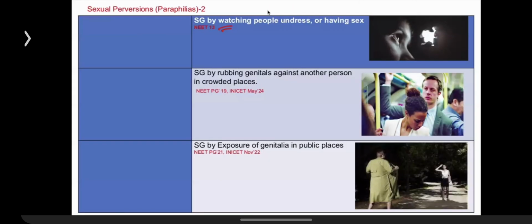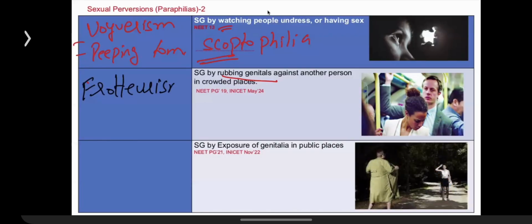V for watching. Watching people is voyeurism. V for watching, V for voyeurism. Also called peeping Tom. Also called scoptophilia. Scop means to see: endoscopy, colonoscopy. Rubbing genitals in crowded places is frotteurism. So double T together, that is crowded places. Exposure, E for exposure, E for exhibitionism.